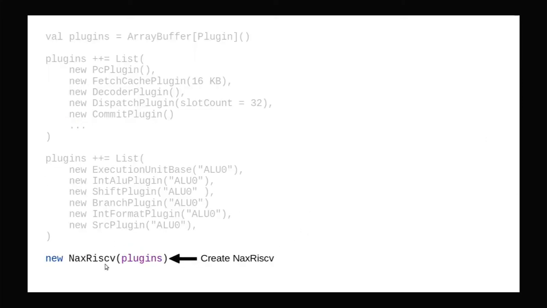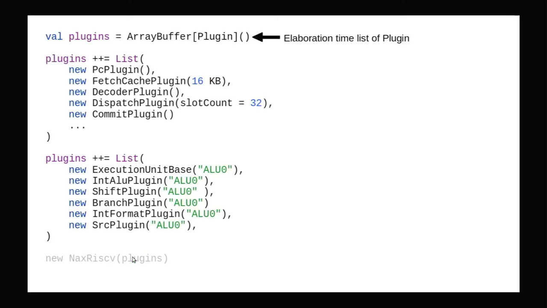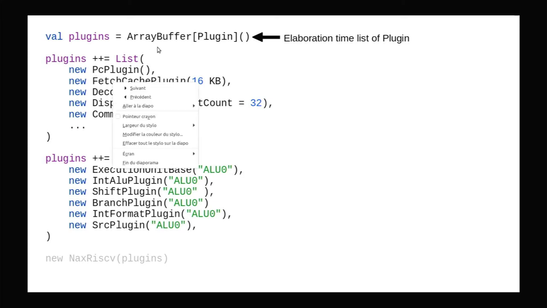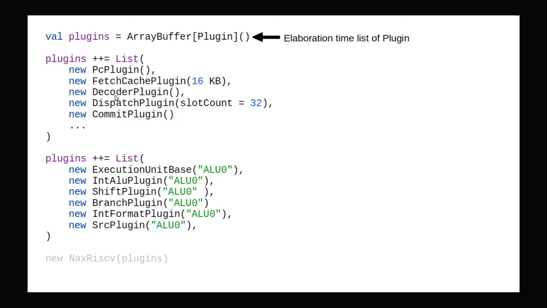And so back a bit to Nexus 5 now. For instance, if you want to instantiate the CPU, you have a single parameter, which is a list of plugins. And this list of plugins, okay, it's a Scala ArrayBuffer, so an elaboration time list of plugins. In this plugin list, we add a plugin to manage the program counter, one to fetch instructions, one to decode, one to dispatch, commit, and quite a few others.